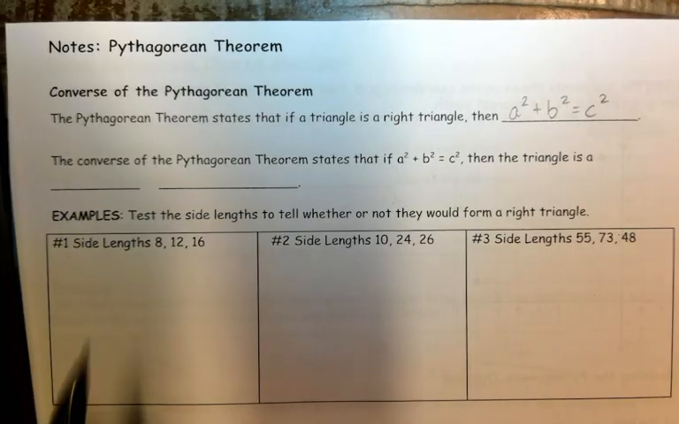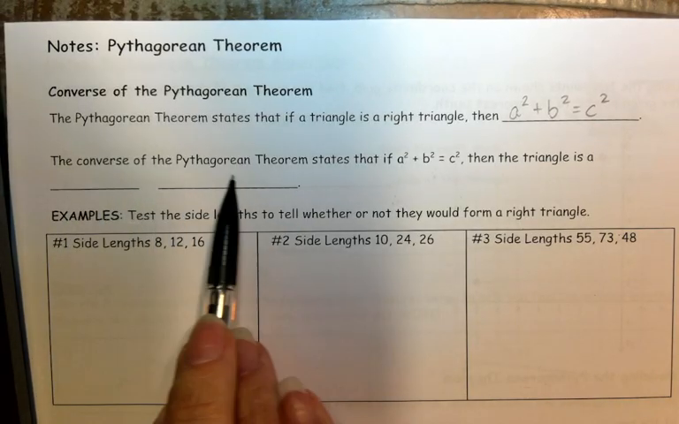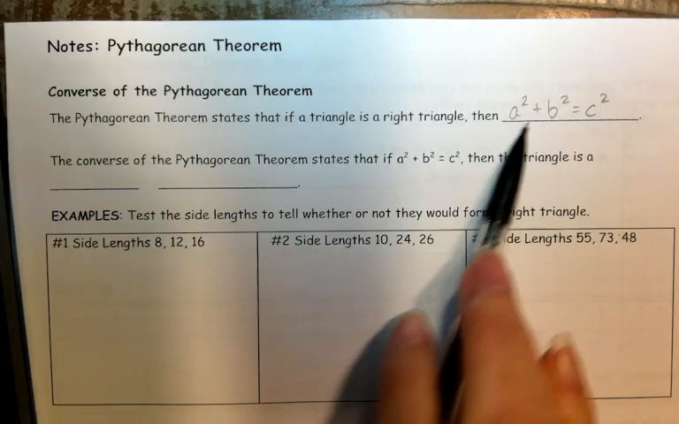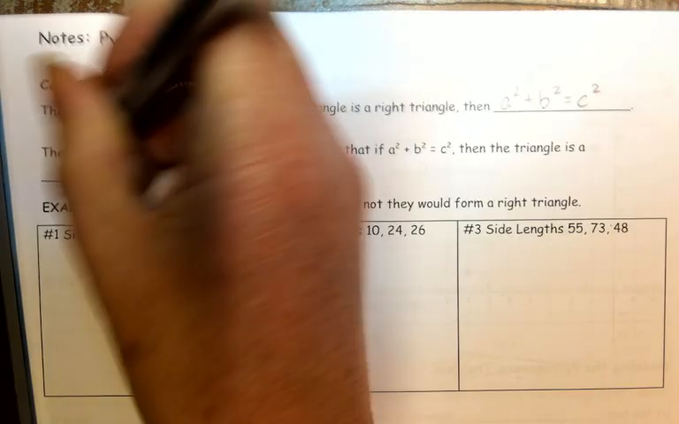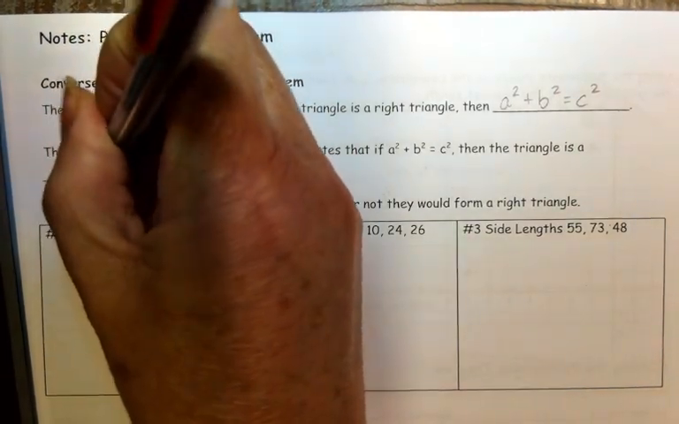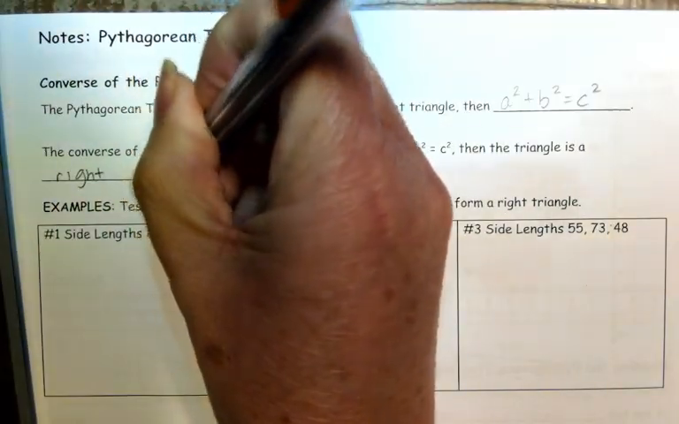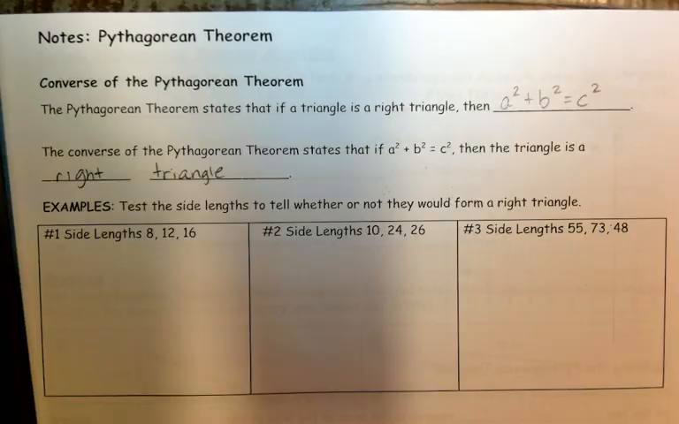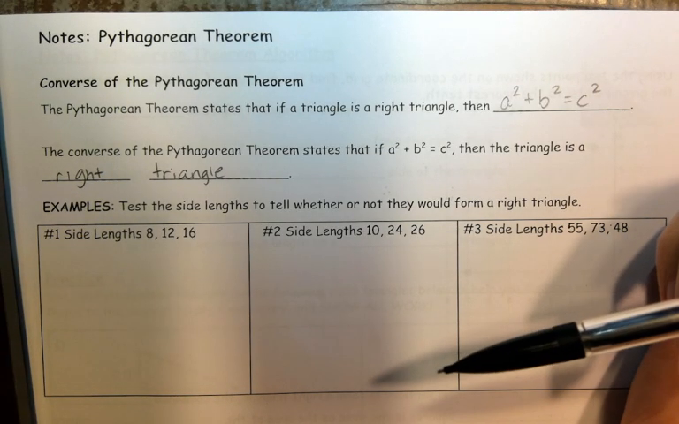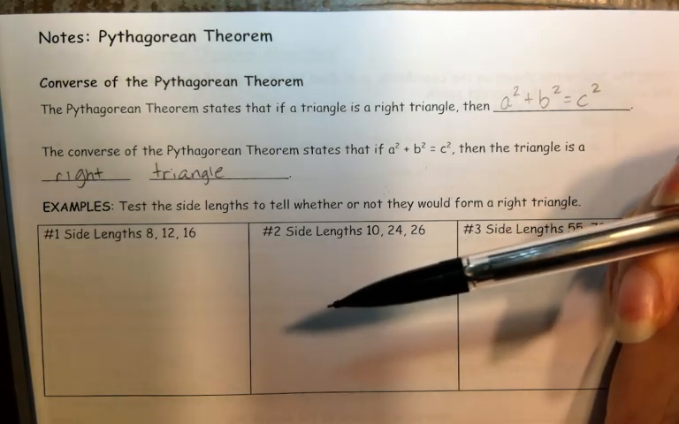The converse of the Pythagorean theorem states that if a squared plus b squared equals c squared, then that triangle has to be a right triangle. So basically, it's saying the same thing but kind of backwards. Okay, so we basically want to say, are these really indeed right triangles? So if you remember from the last video, we had missing side lengths.